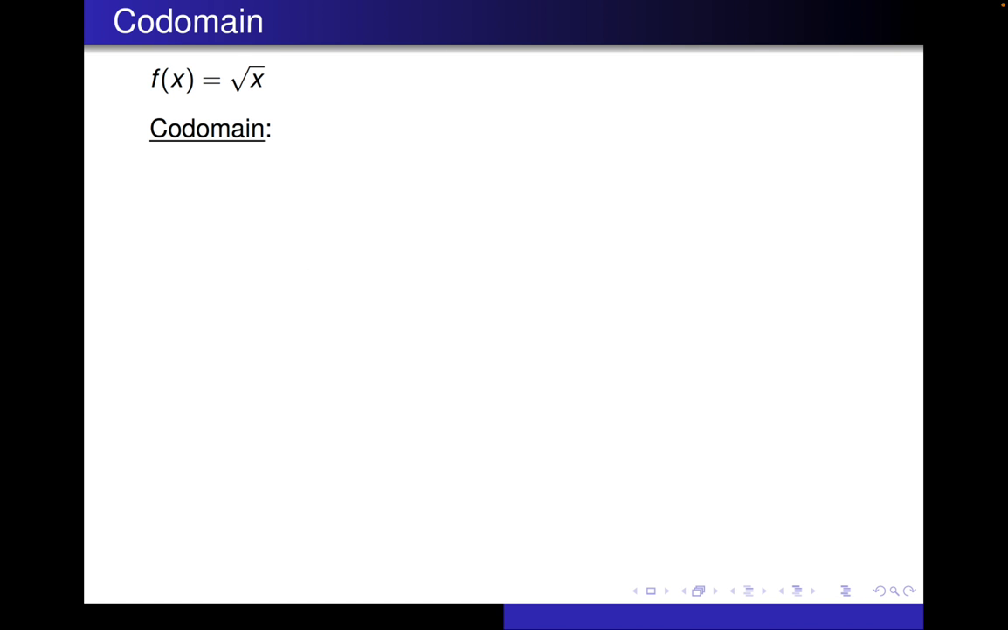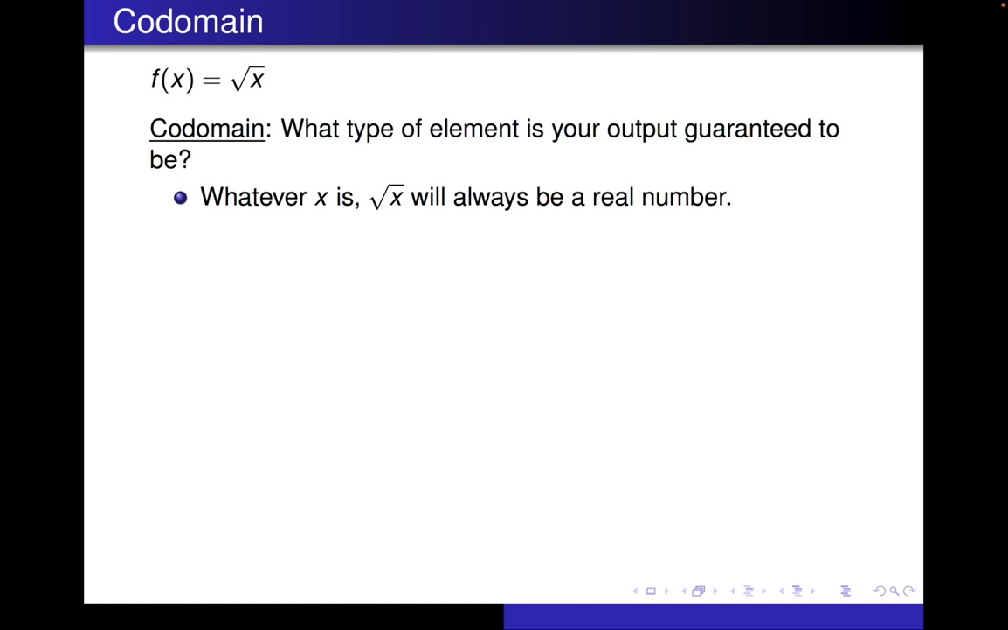All right, so for codomain, remember the deal with codomain is what type of element is your output guaranteed to be. And we can answer that question in more than one legitimate way. So I'll give you two examples, and there are others as well. So first of all, whatever x is, as an appropriate input, when you take the square root of that number, that's always going to be a real number. So it is very reasonable to expect the outputs to be real numbers.